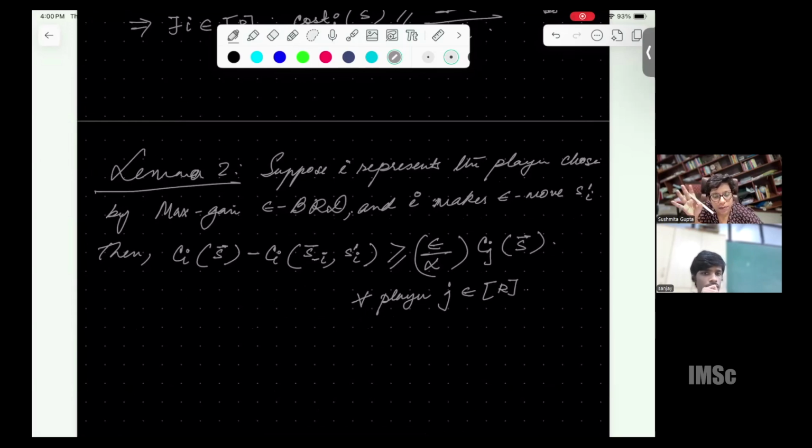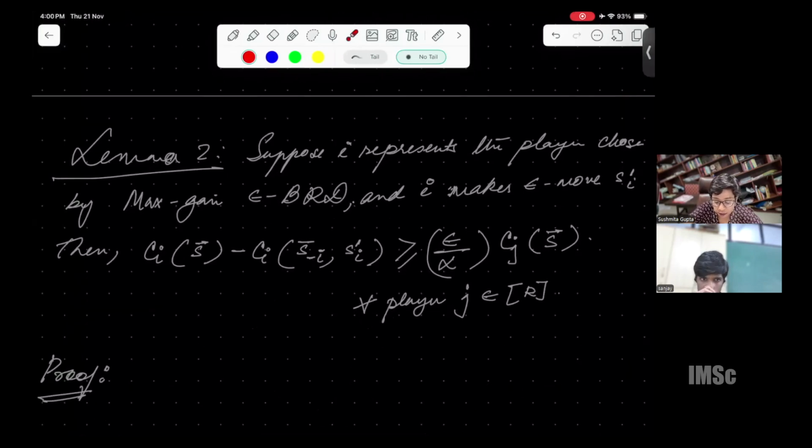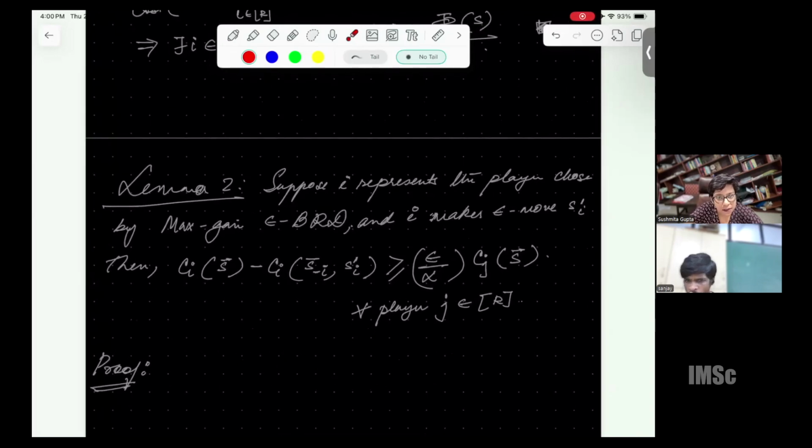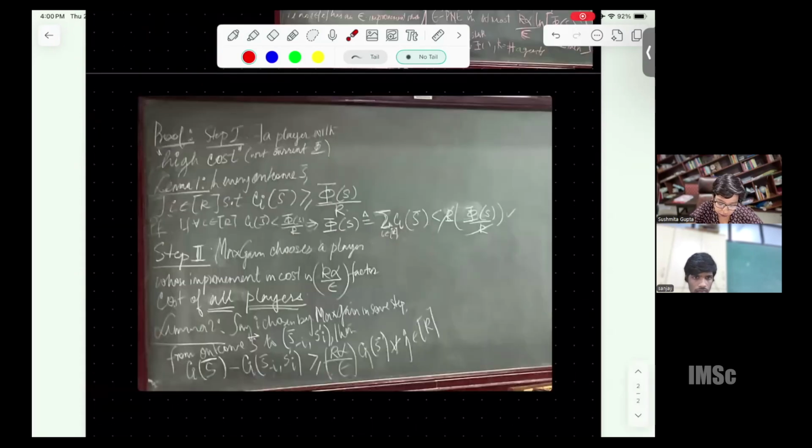Okay. Is this okay? What I'm saying? So the first thing to note is the following. If you ignore this alpha quantity in the denominator, the fact that i itself is the player for whom this deviation is an epsilon improvement move means that the improvement of cost should be at least epsilon times whatever his original cost was, right? That's the definition of this thing.